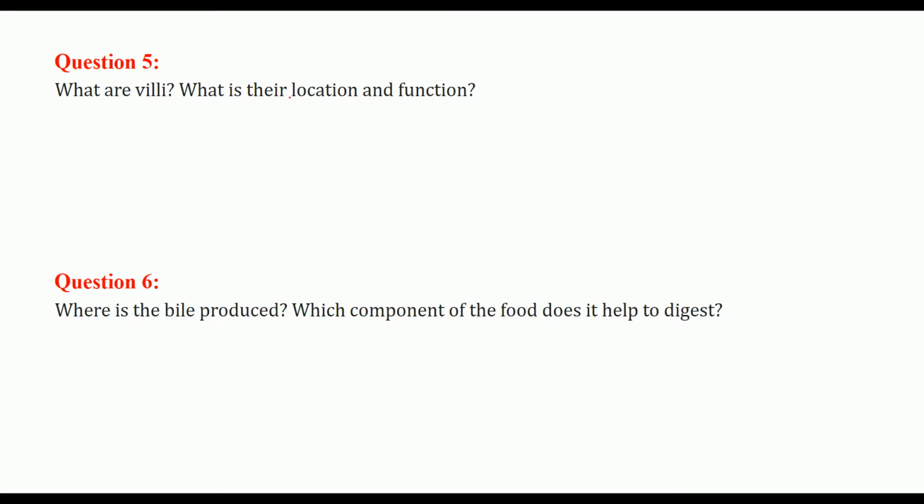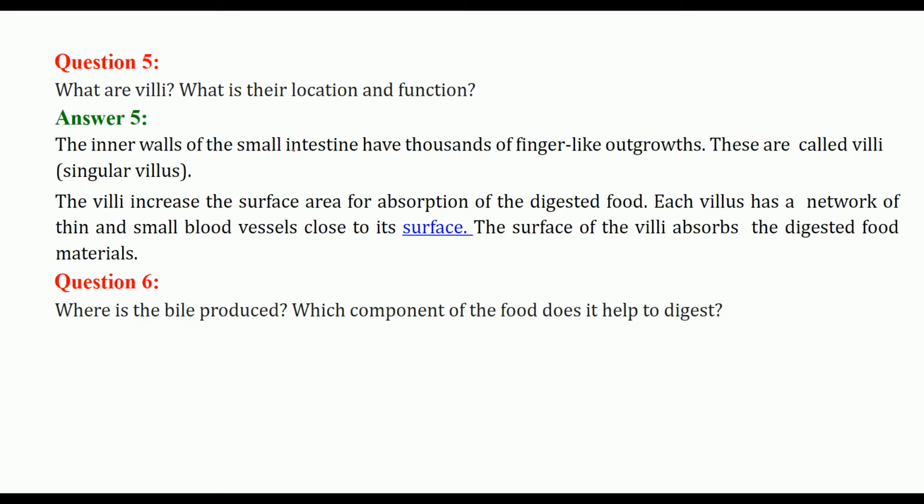What are villi? What is their location and function? The inner walls of the small intestine have thousands of finger-like outgrowths, called villus in the singular, villi in short. Villi increase the surface area for absorption of digested food. Each villus has a network of thin, small blood vessels close to its surface. The surface of the villi absorbs the digested food material, and this is how it becomes very important as far as digestion is concerned.